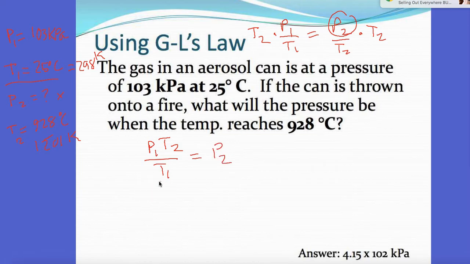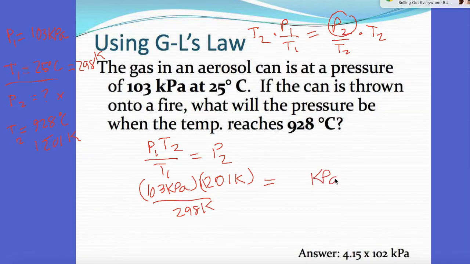All right, so we plug and chug. We have 103 kPa. We have 298, nope, that's on the bottom, sorry, 298 Kelvin. And then this is gonna be 1201 Kelvin. When we're all done, the Kelvin will cancel and you'll have kPa as your unit. Okay, so I did it again and I calculated it out and I got 415 kPa.